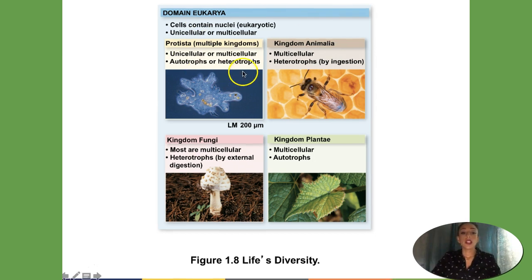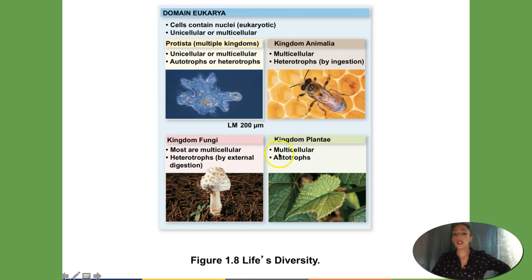Here are your protists right here. They're going to be multicellular. They can be autotrophs, which means they produce their own food, or heterotrophs, which means they sit there and eat other organisms for food, which is what we do. We eat other things to provide the energy we need. There's Kingdom Animalia, which are animals. They're heterotrophs, eating other organisms for food.